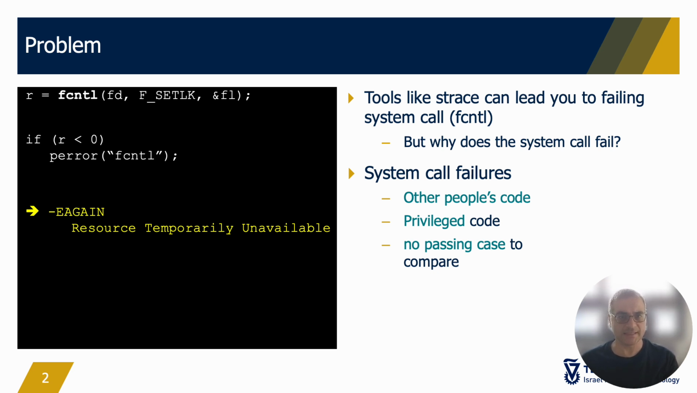Here is a simple FCNTL system call that fails with E-again error code. Tools like strace can find the failing system call, but cannot tell us why it happened. Which of the dozens of conditions in the kernel trigger this error?